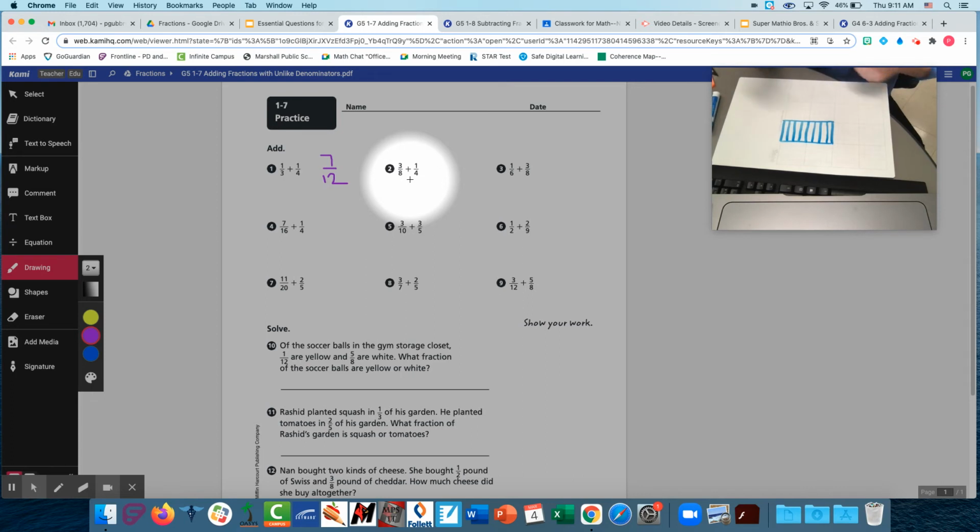So I'm starting with 3/8. There's 1, 2, 3. Pause and do this along with me. Pause and make sure on your paper you've got a picture with a rectangle, just like I'm doing, showing 3/8.